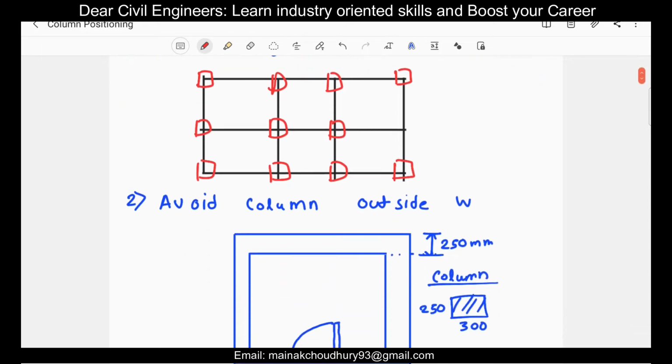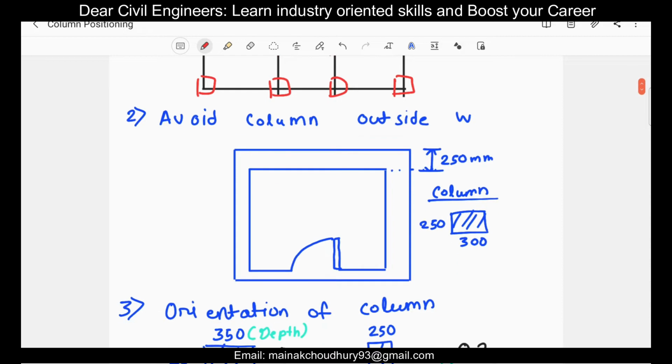Okay, coming to the second rule: avoid columns outside your walls. So what does this mean, avoid columns outside walls? Suppose we have here a plan, a single room plan. This is the door here and you have to place the columns. So if you want to place a 250 by 300 mm column and the wall thickness is 250 mm, what we can do is place the columns like this.